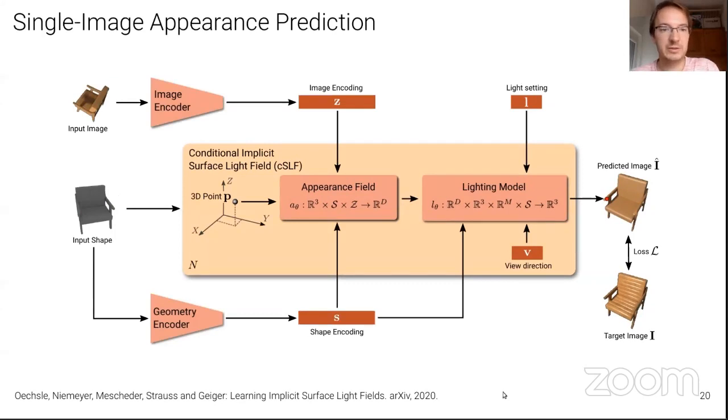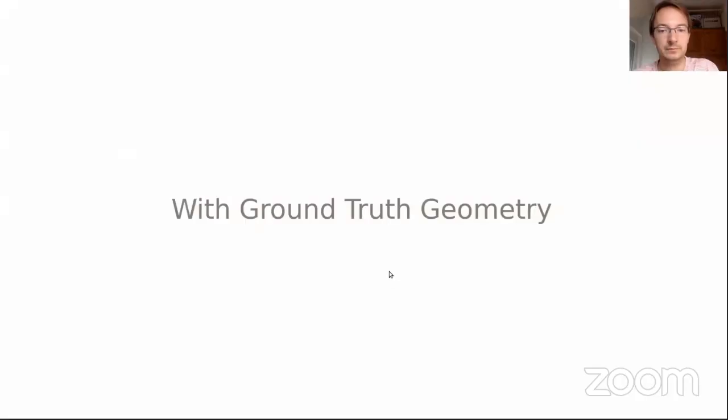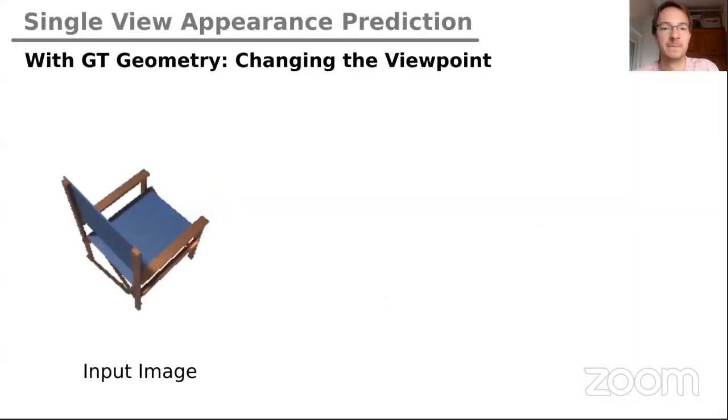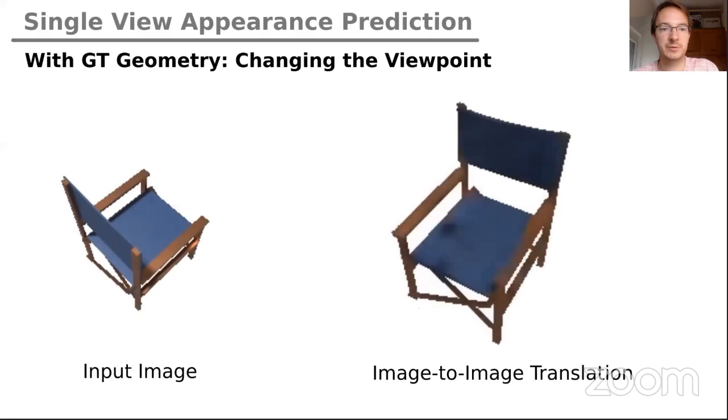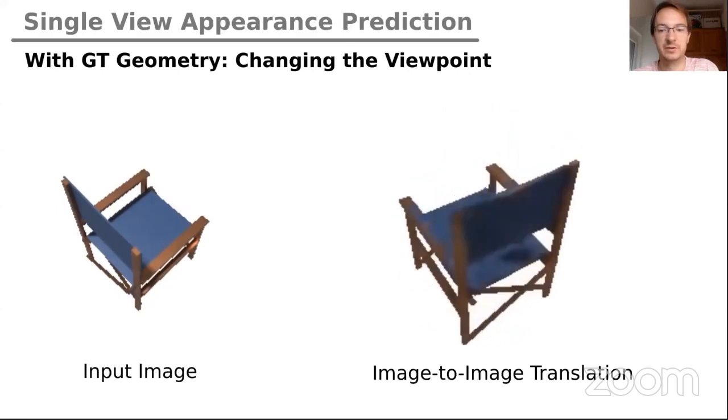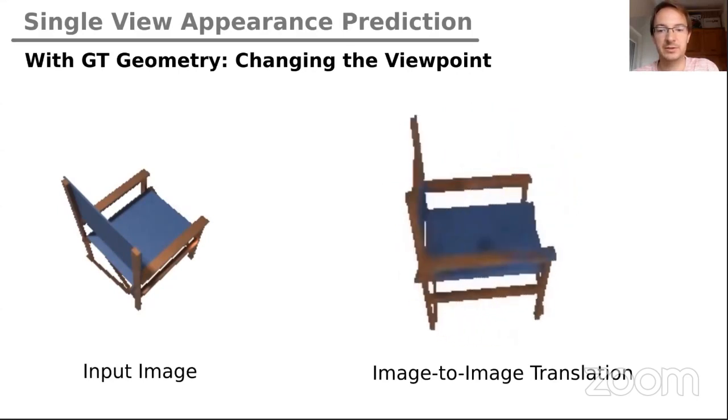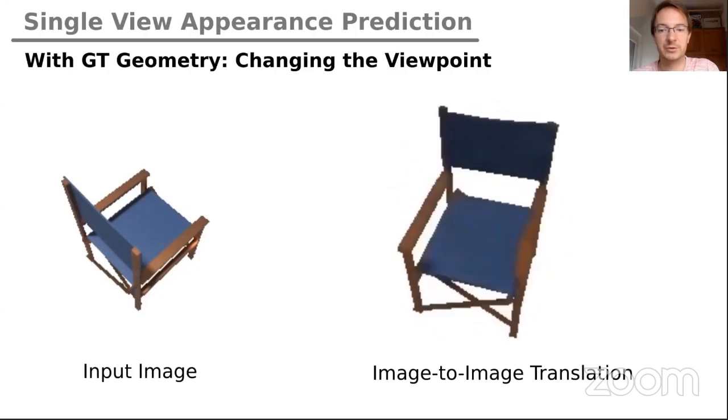The next experiment we did is on single image appearance prediction, where now we condition additionally on an input image using an image encoder producing a latent code. So now we have a model that's trained such that it can take an additional RGB image and from that infer the surface light field. Here are some results. First, we look at some results with the ground truth geometry. You can see the input image on the left, and the image-to-image translation results on the right. This is a pure 2D method.